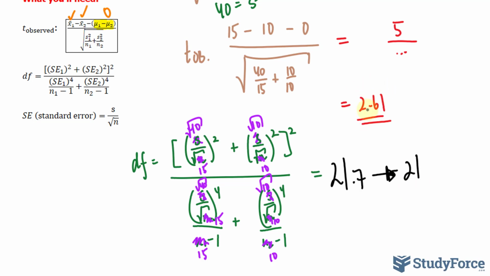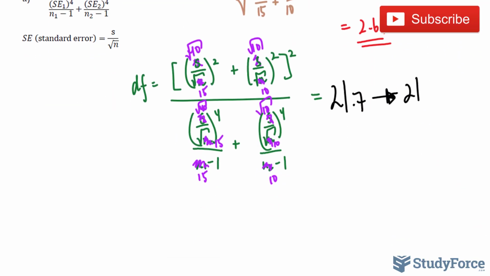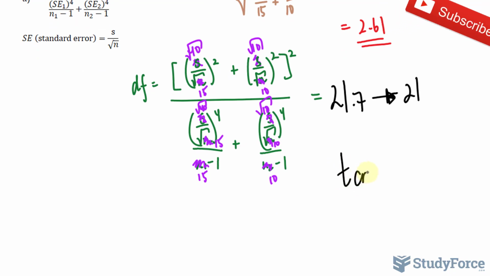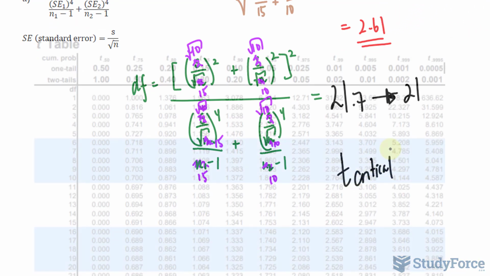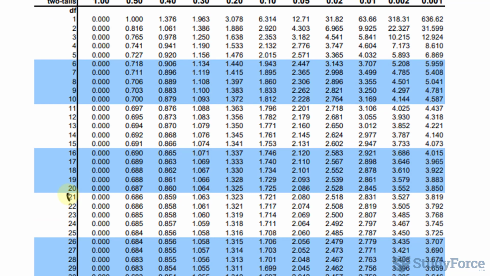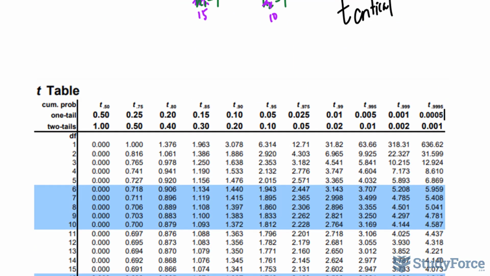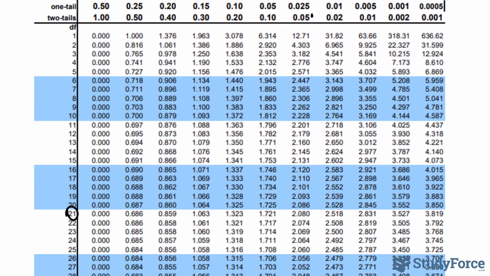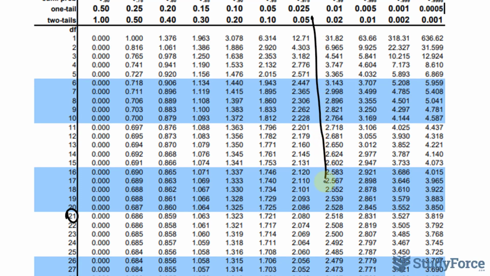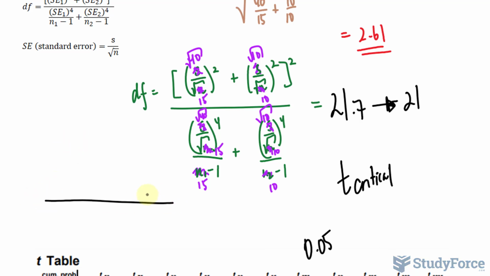Using what we found earlier of 2.61 and 21.7, you now have everything you need to find T critical in your T chart. Here's the T chart. This is the degrees of freedom of 21. They don't tell us the significance level in the question, but if they don't, just use 0.05. It's two-tailed. We're right here. If we scroll all the way down, we get 2.080. The T distribution chart will look like this, given what we just found. So T critical is 2.08.